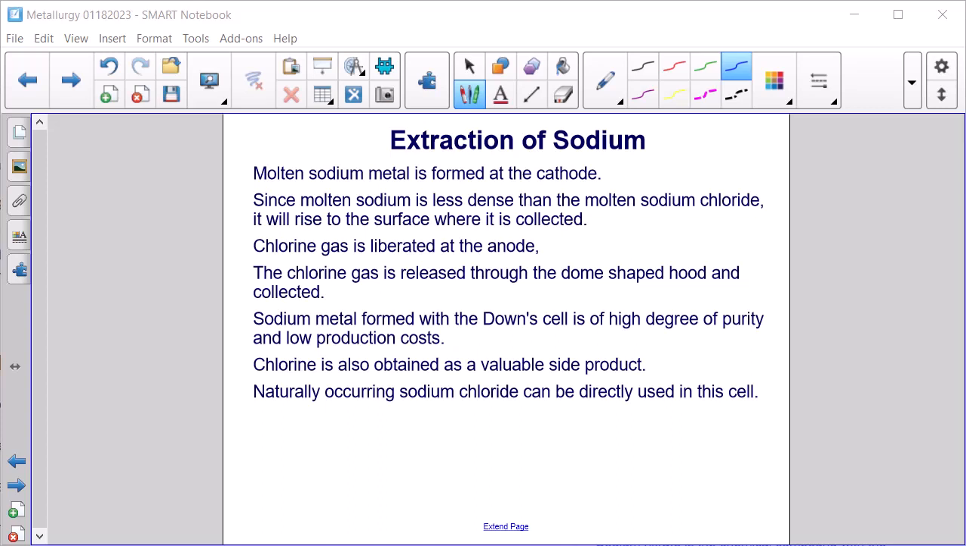Sodium metal formed with the Down cell is of high degree of purity and low production costs. Chlorine is also obtained as a valuable side product. Naturally occurring sodium chloride can be directly used in this cell.